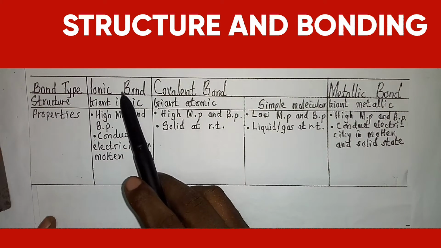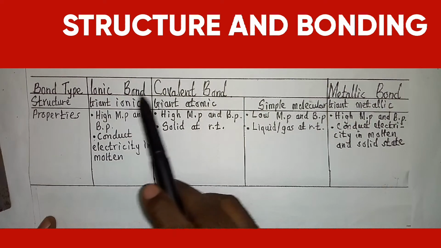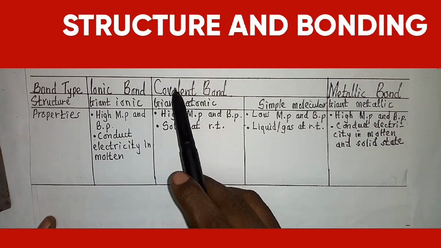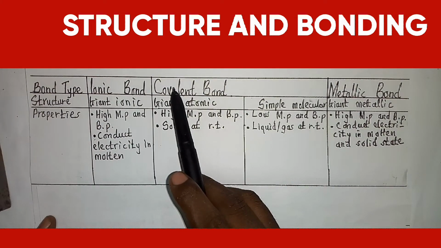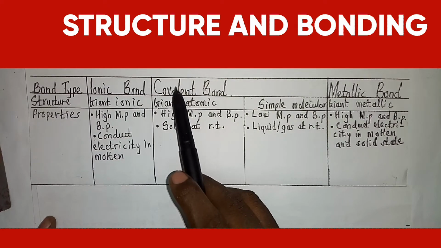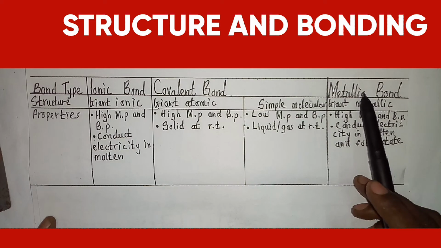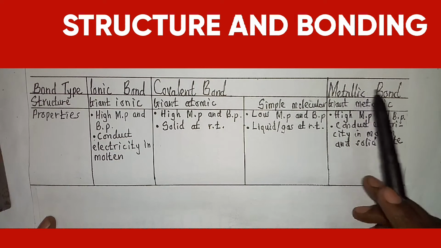Ionic bond is formed between a metal and a non-metal, which occurs by transfer of electrons from the metal atom to the non-metal atom. Covalent bond is formed between a non-metal and a non-metal of the same kind or different kinds. It is formed by sharing of electrons. Metallic bond is formed between metal atoms.